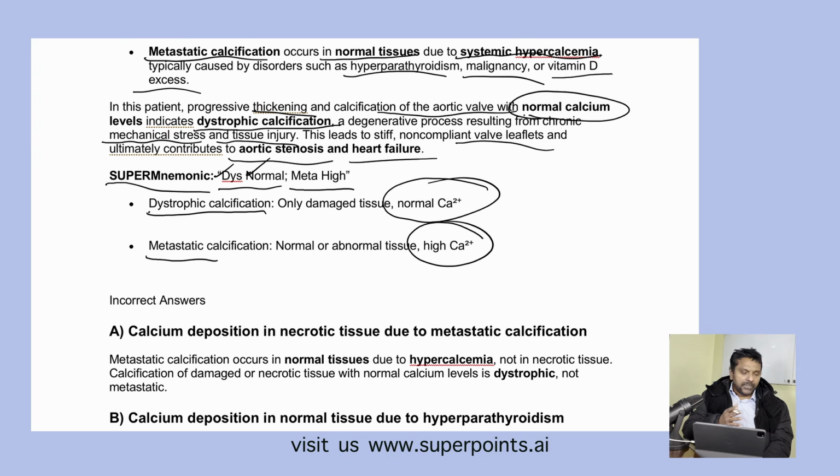The other way you can remember this is what is happening in malignancy. Paraneoplastic syndromes can happen. Hypercalcemia can happen. And hypercalcemia can cause metastatic calcification. So that is also one way to think about it, because there is a hypercalcemia and metastatic calcification. In the other thing, in dystrophic, you have normal calcium. So that is also another way to remember this.